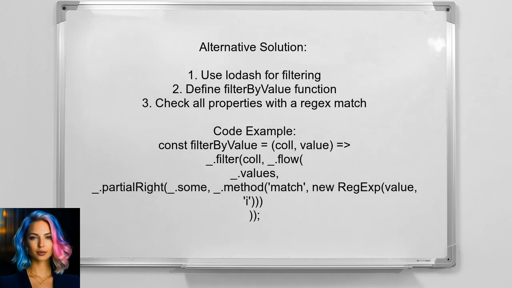An alternative approach provided by a user involves using Lodash for filtering. They define a function called filterByValue that takes a collection and a search value. This function utilizes Lodash's filter and some methods to check if any property of the objects matches the search value using a regular expression.